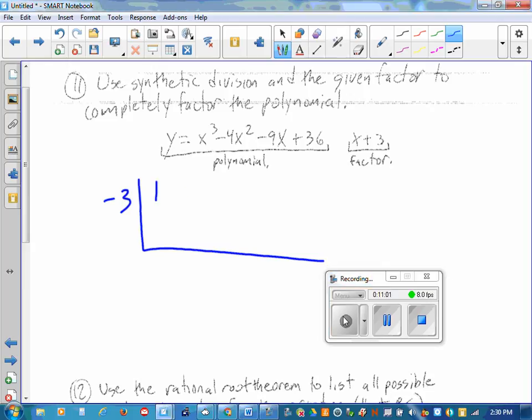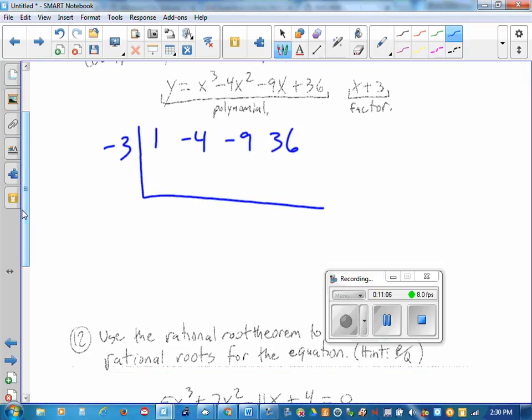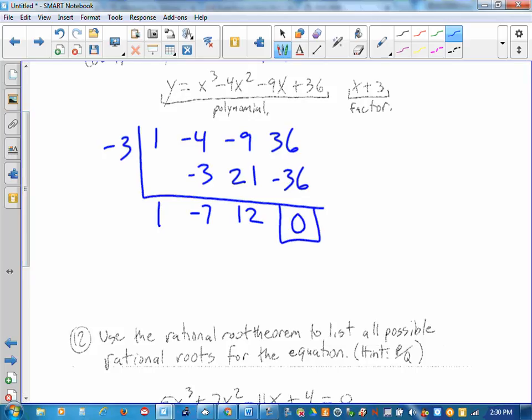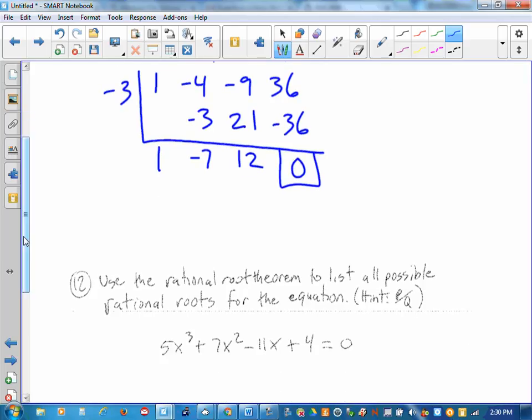So 1, -4, -9, and 36. Here we go. Drop the 1 down. Multiply. -3. Add. -7. Multiply. Add, which would be 12. Multiply. -36. Well, it makes sense that the remainder is 0 because I told you that it's a factor. That leaves the quadratic x squared minus 7x plus 12. This gets factored again because we're trying to put it into factored form to completely factor it.